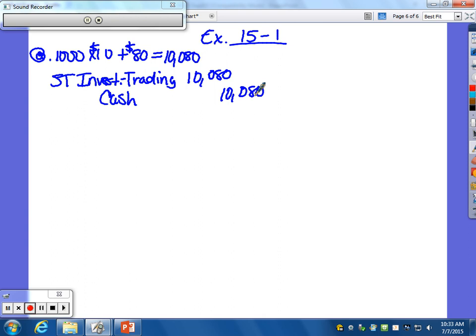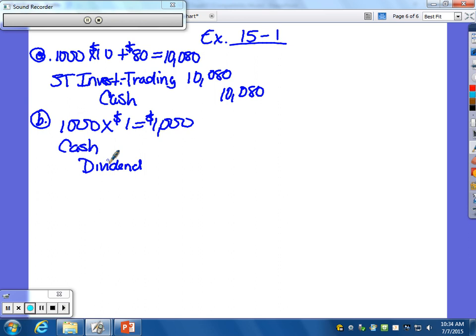On September 1st, received $1 per share cash dividend on the RIP company stock purchased in transaction A. So we received $1 dividend. And $1 per share for how many shares? 1,000 shares times $1 equals $1,000 in dividends. What do we debit and what do we credit? We're going to debit cash and credit dividend revenue for that $1,000.